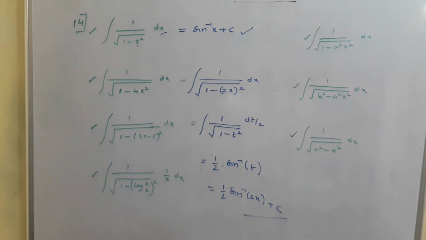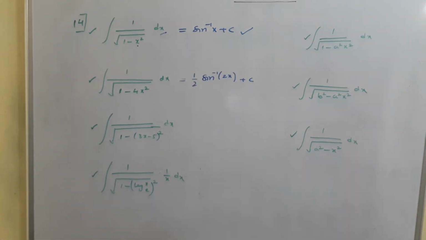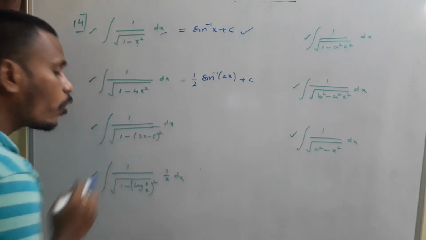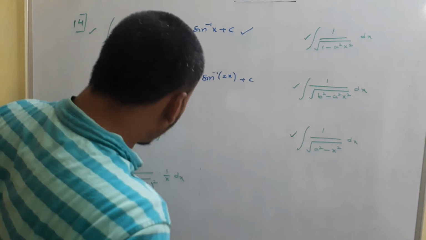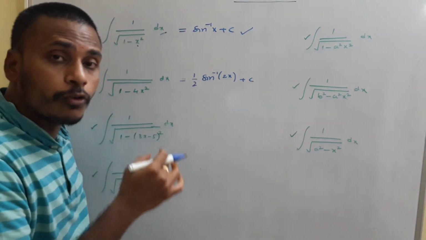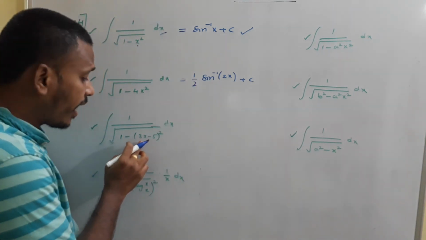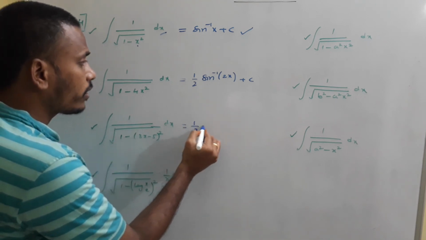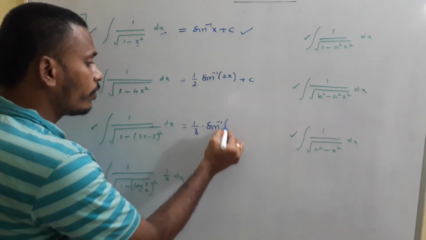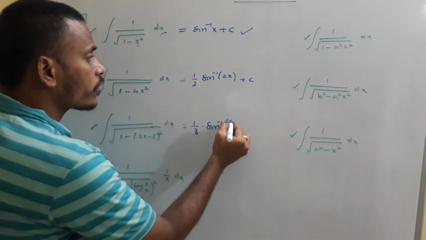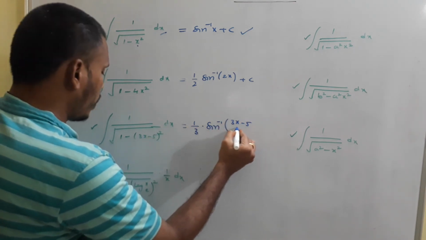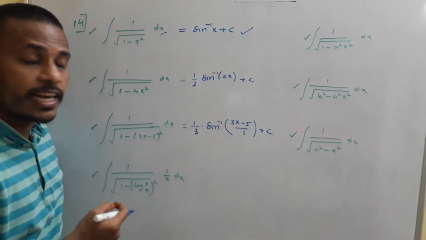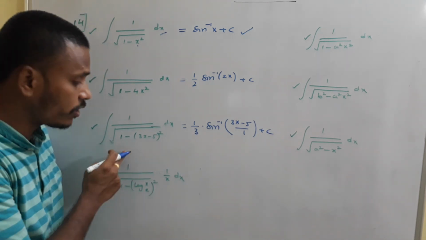Proceed. Now what to say about the next one? Integral 1 by root 1 minus 3x minus 5 whole square. Again, if you consider this 3x minus 5 as t, and if you proceed, your answer at the end is, since the x coefficient is 3 here, you will get it like this: 1 by 3 into sine inverse of 3x minus 5, plus c. 1 by 3 sine inverse of 3x minus 5 is the answer for this one.